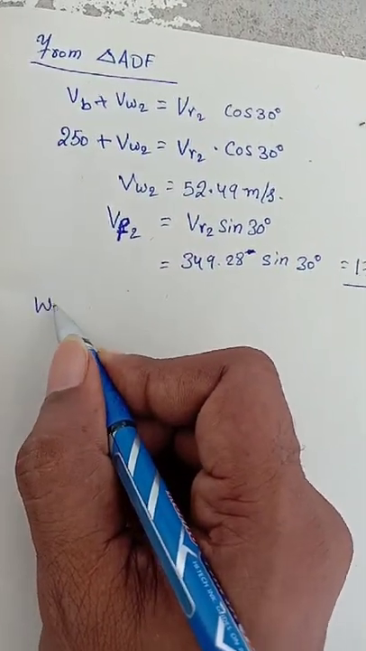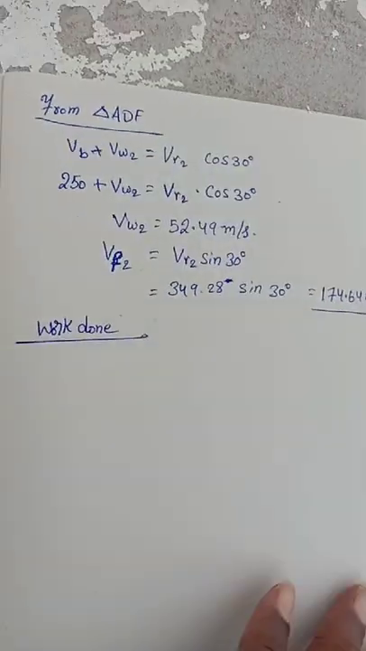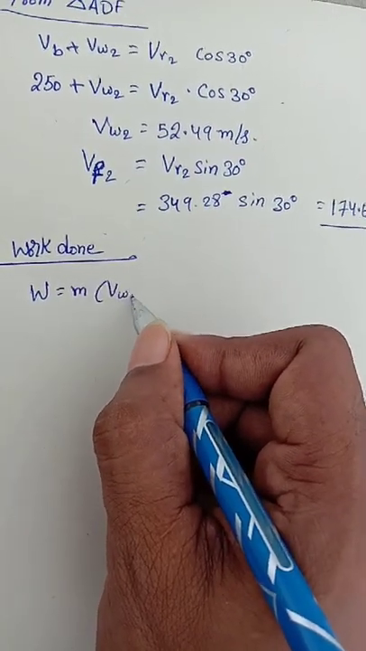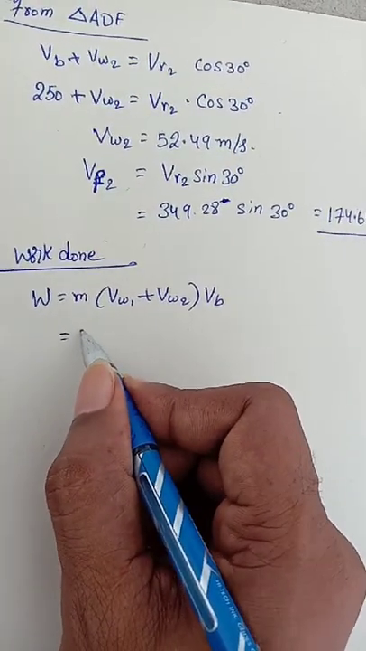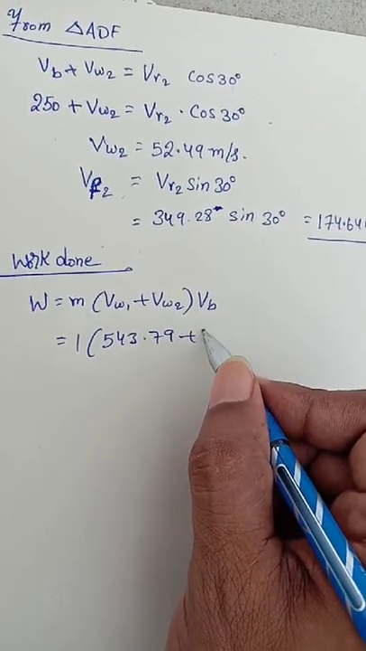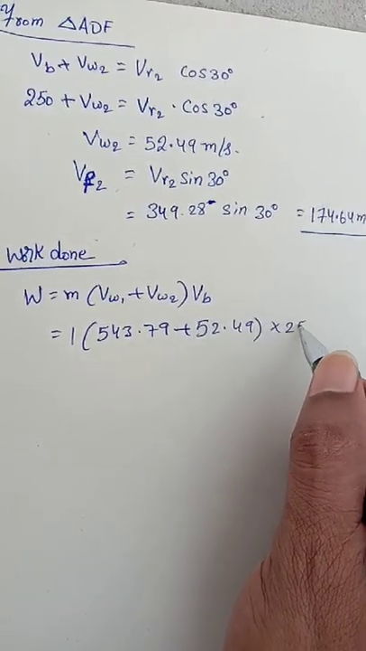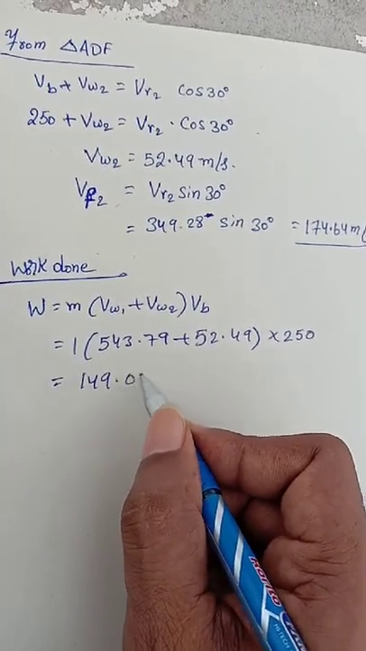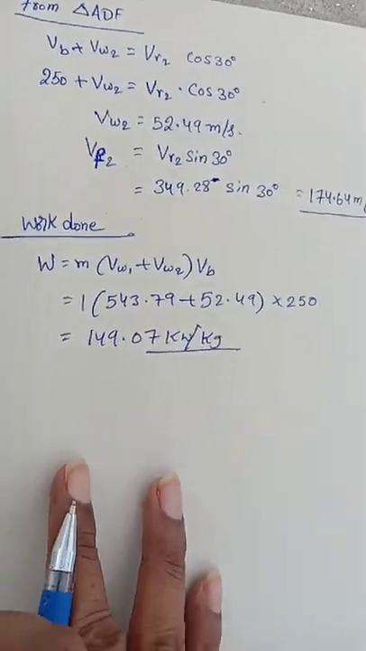So now we go for finding the work done first. Work done, W is equal to m into (Vw1 plus Vw2) into Vb is the equation. M you can take 1, 543.79 plus 52.49 into 250. Then calculate this. Kilowatt per kg is the unit.